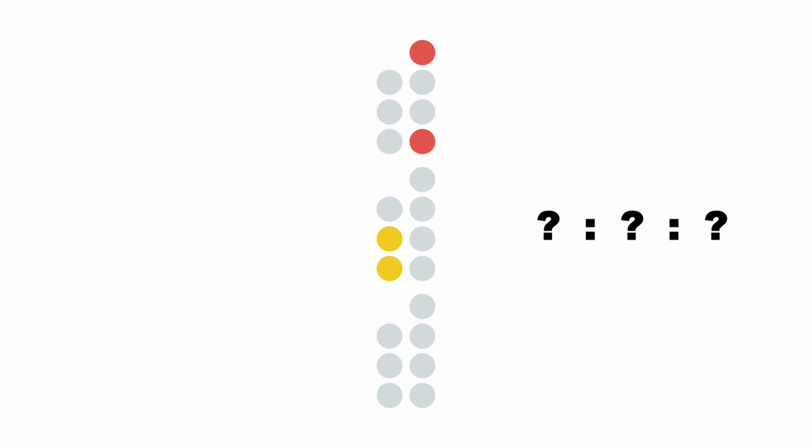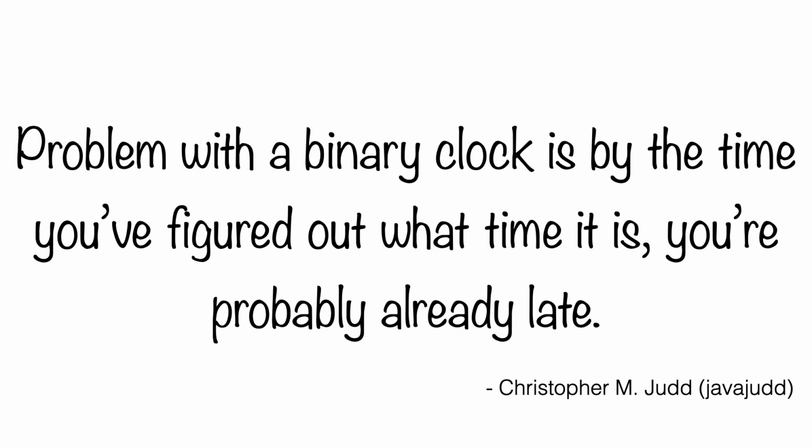Let's do one more. Pause the video, figure out what time it is, and start the video again for the answer. Hopefully you guessed 9:30, because if you did, you're right. Maybe what you learned from this exercise is that the problem with the binary clock is by the time you figure out what time it is, you're probably already late.